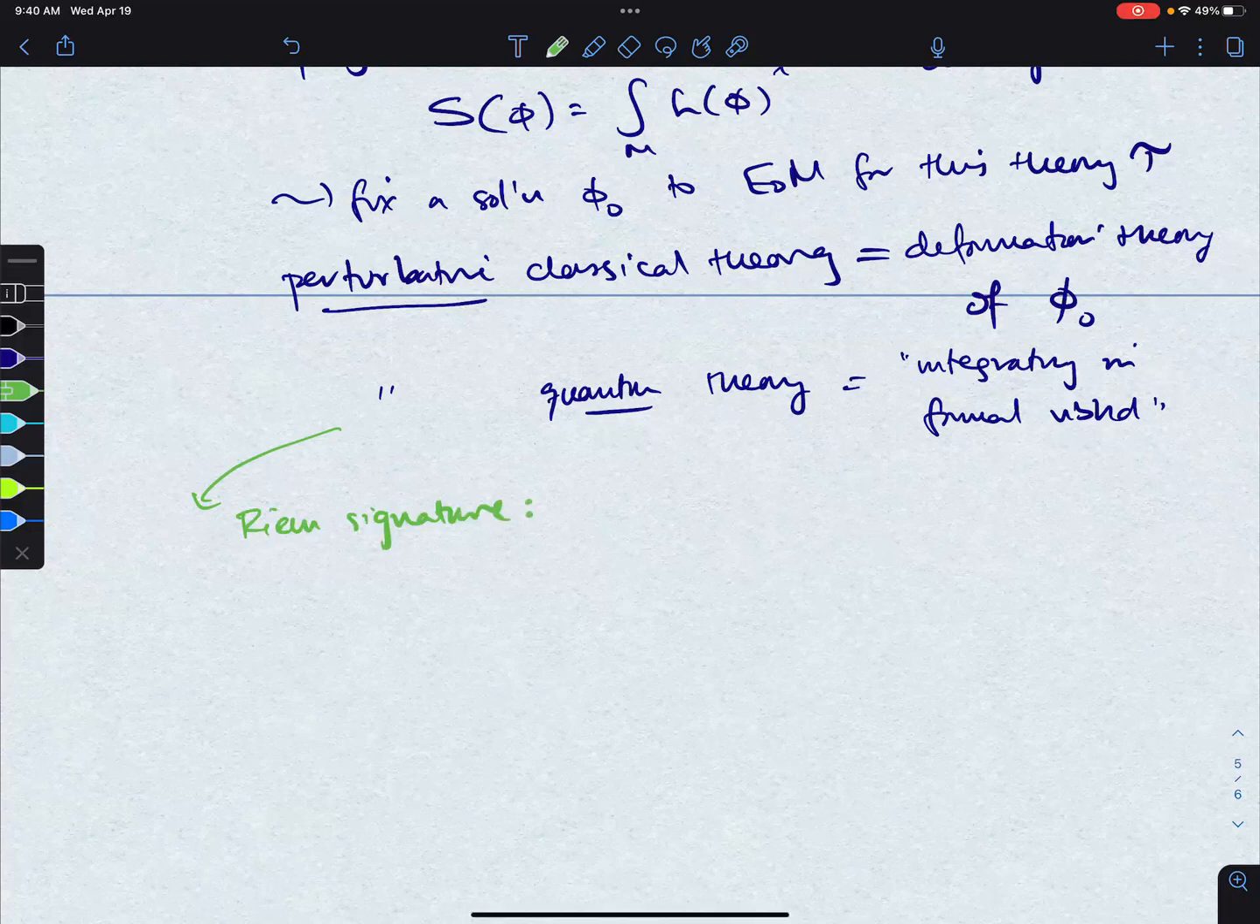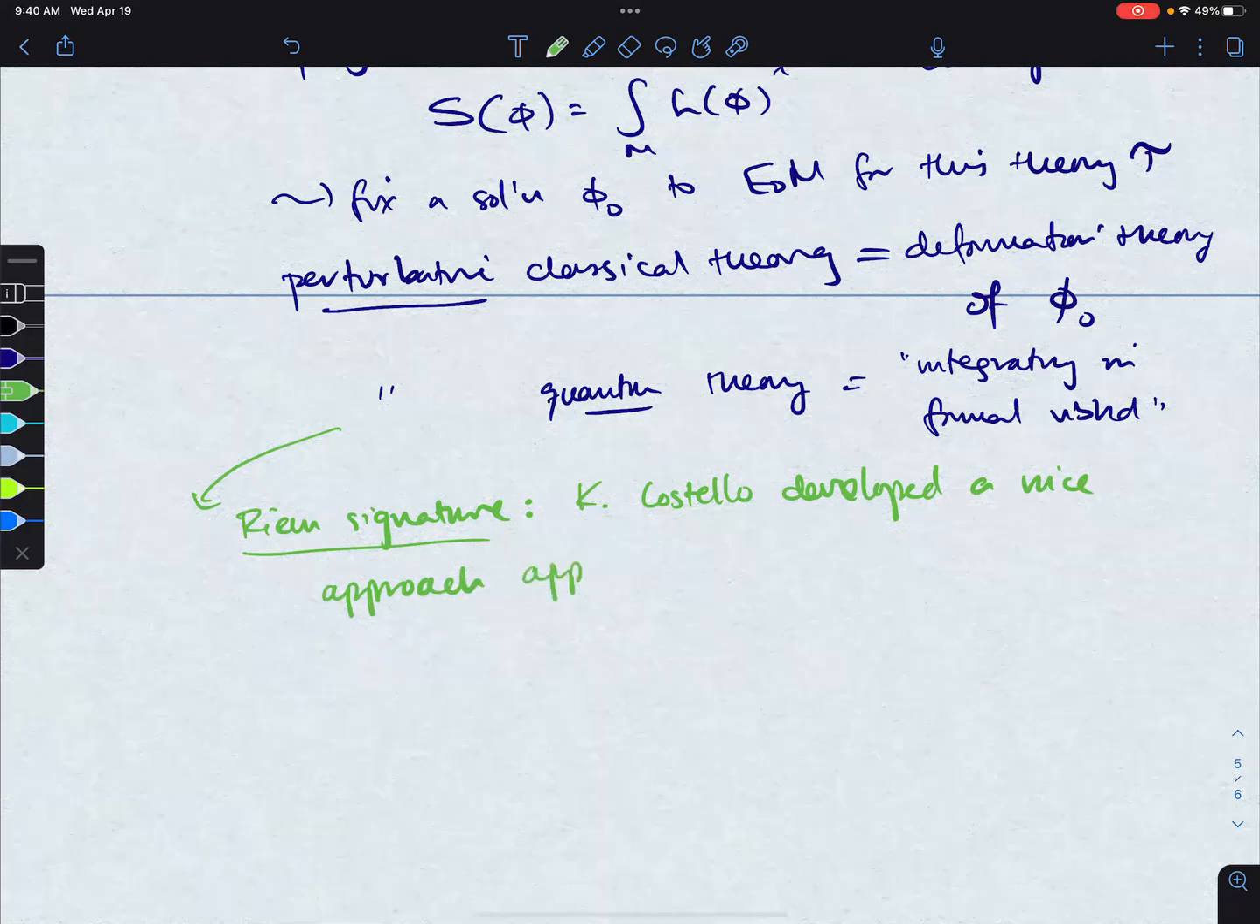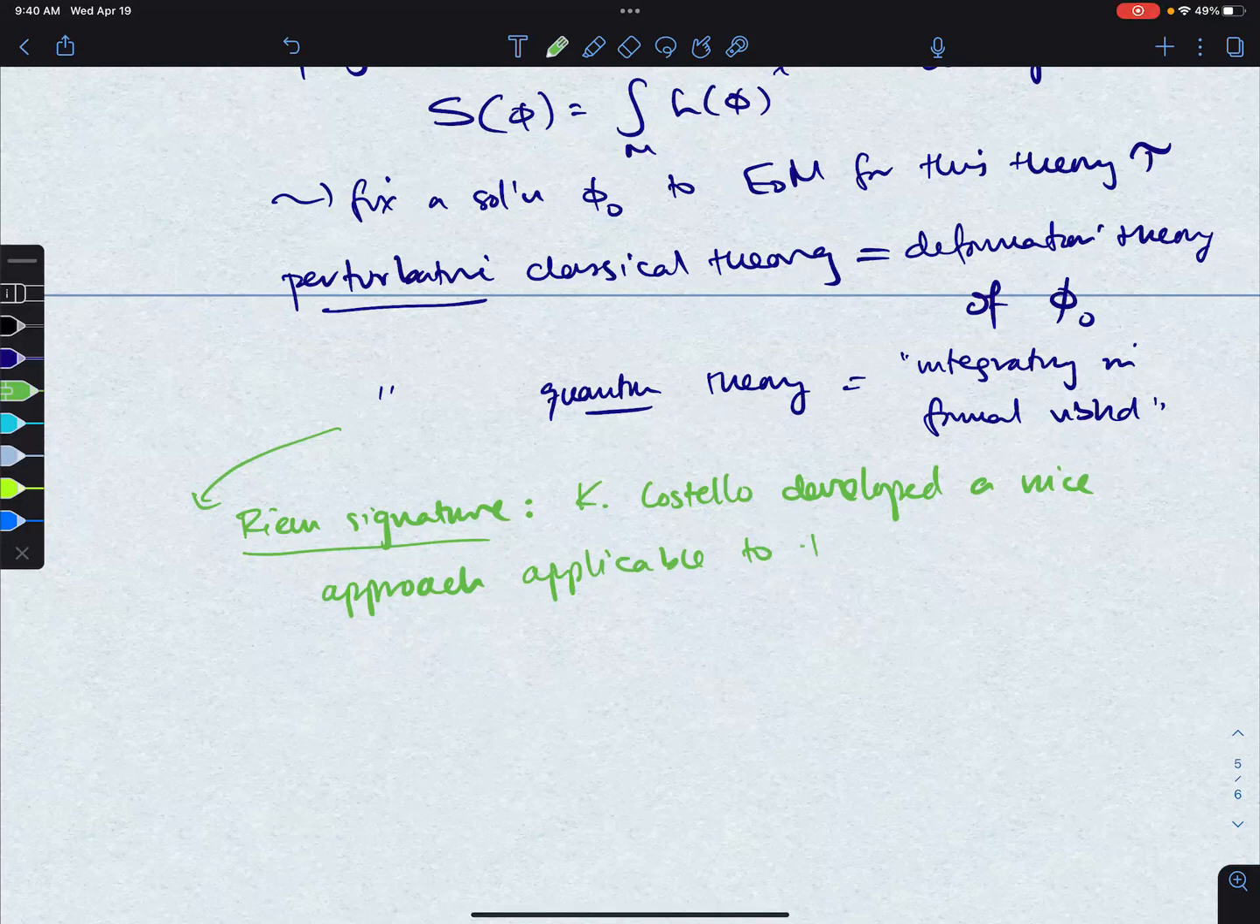Kevin Costello built on work of Axelrod, Singer, Kontsevich and others, Cattaneo, Felder, and developed a nice approach applicable to the standard Euclidean field theories.